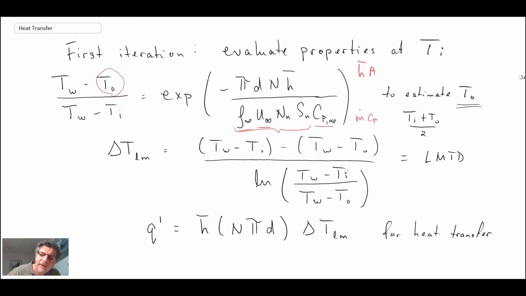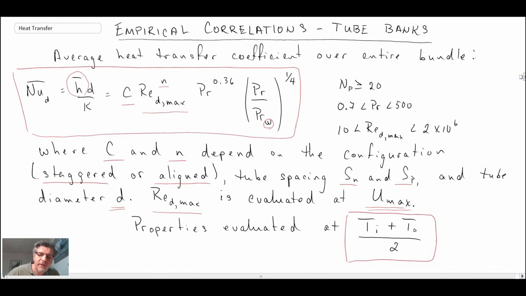Another thing to note is there are different correlations. I've shown you this one here, but there are different correlations that exist, and you're free to use whatever you can find for this. The one that we're looking at here does work, but there are restrictions. And also remember that if you have fewer than 20 tubes going in the flow direction, you have to apply a correction. And you get that from a table that would be in your heat transfer textbook.